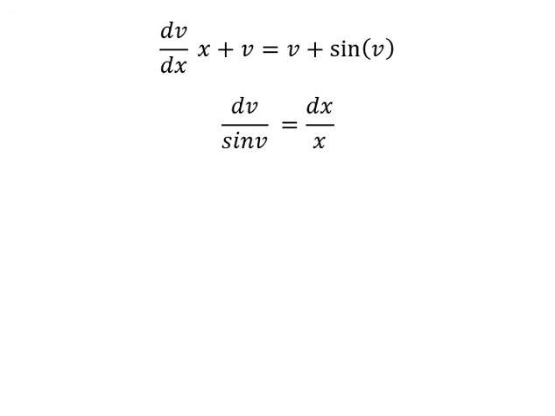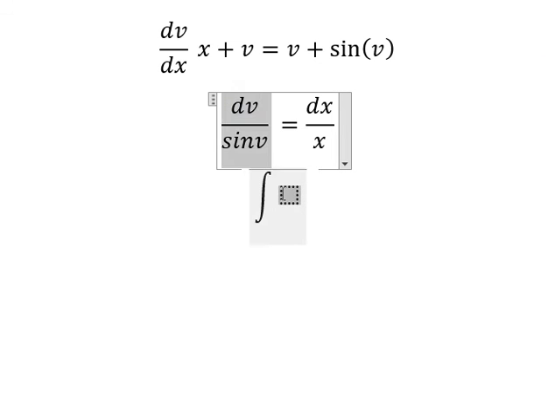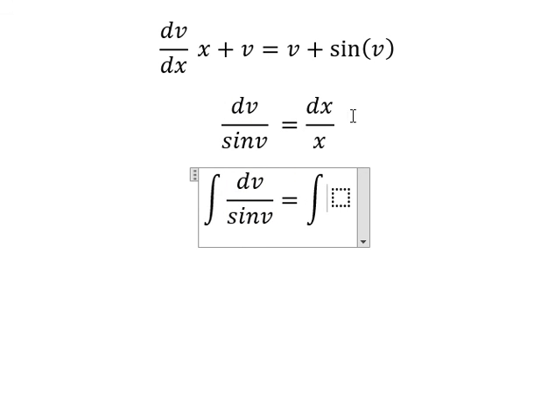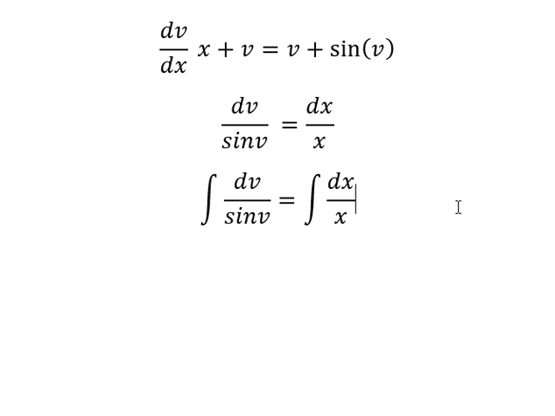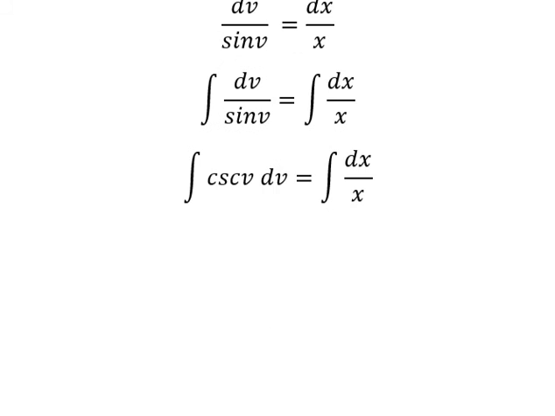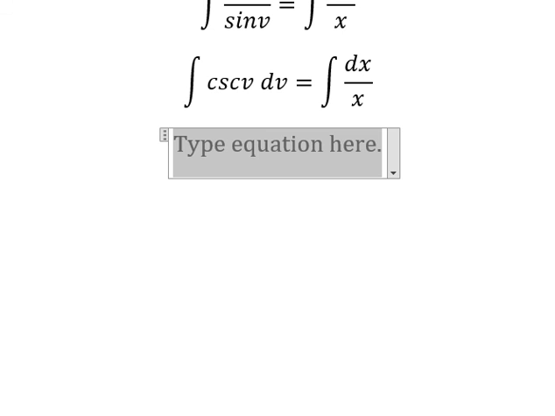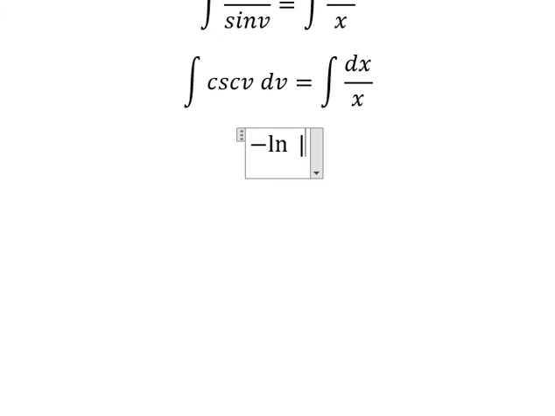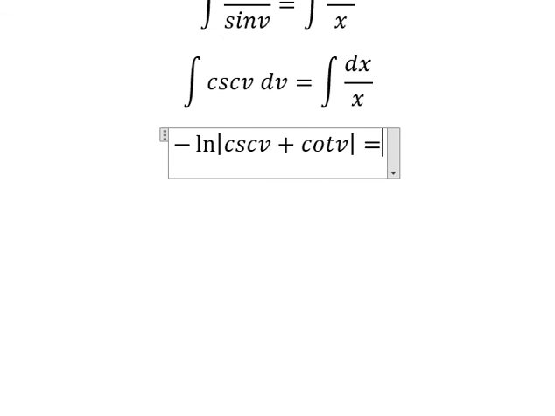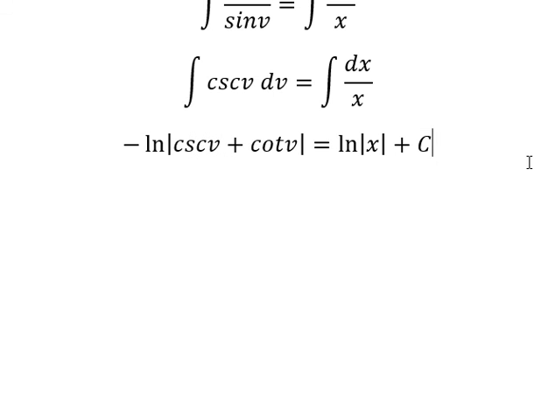Next, I will put the integration for both sides. This one we have cosecant of v dv. The integration of this one, we have negative ln of the absolute value of cosecant of v plus cotangent v. The integration of this one, we have ln of the absolute value of x, and I will put plus c.